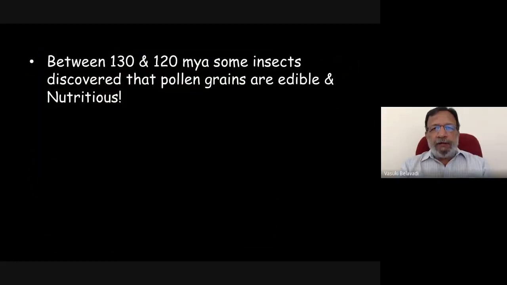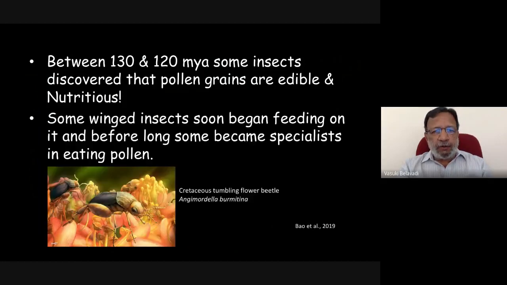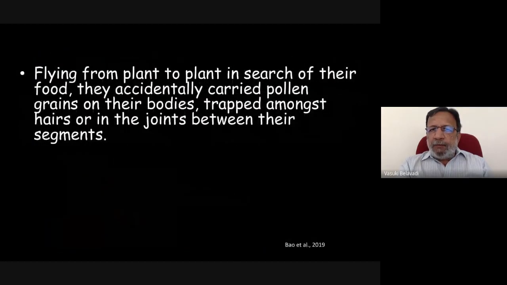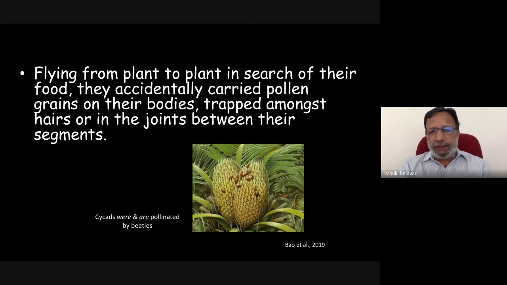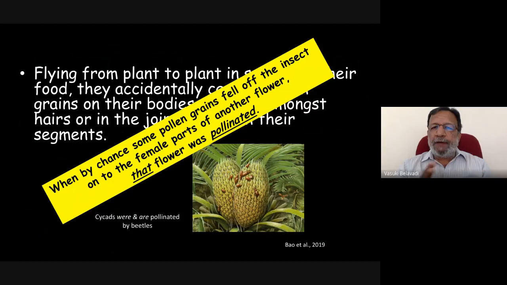Between 130 and 120 million years ago, some insects discovered that pollen grains are edible and nutritious. Some winged insects, like beetles, began feeding on it, and before long they became specialists in eating pollen. When they moved from plant to plant in search of pollen, they accidentally carried pollen grains on their bodies, trapped among the hairs and in the joints between their segments. Occasionally, when a pollen grain fell off onto the female part of another flower, that flower was pollinated. Probably this was the beginning of insect-mediated cross-pollination.